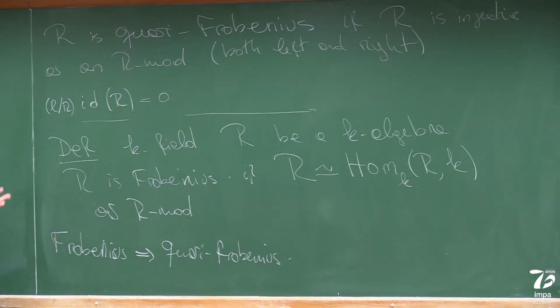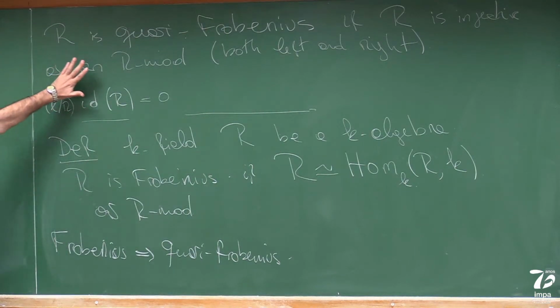So being Frobenius is in particular quasi-Frobenius. And of course, being semi-simple is in particular being quasi-Frobenius.